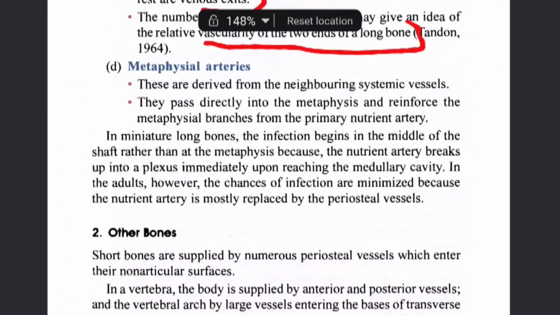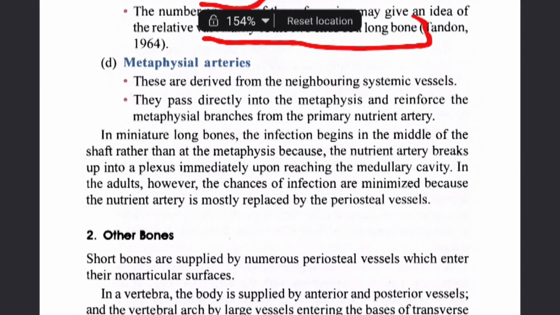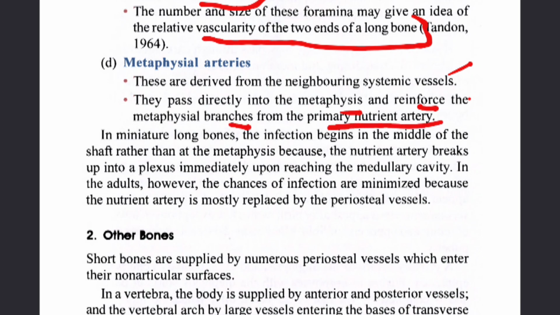Then we'll see the metaphyseal arteries, what it is written. These are derived from the neighboring systemic vessels, pass directly into the metaphysis and reinforce the metaphyseal branches from the primary nutrient artery. So in miniature long bones, we have seen the infection begins in the middle of the shaft rather than at the metaphysis, because, see, this is a very important clinical part. Like we have discussed the miniature long bones, the phalanges, the metatarsals, the metacarpals. What is saying, the infection begins in the middle of the shaft, not at the metaphysis.